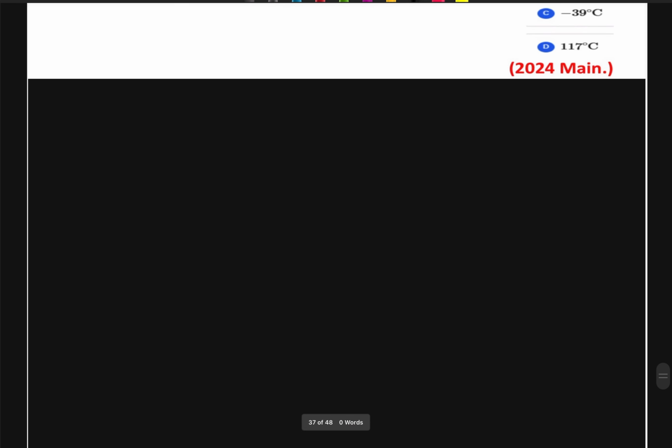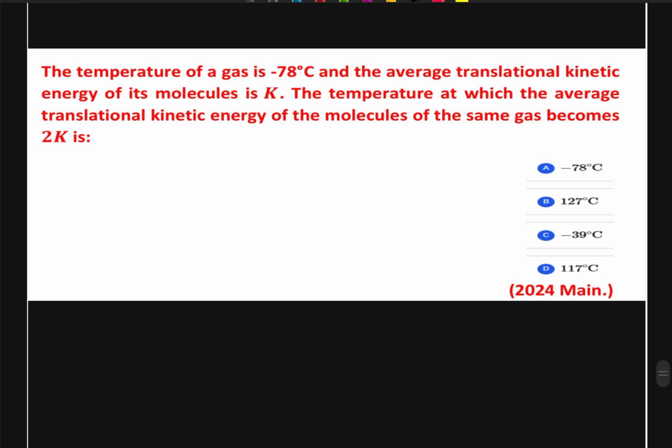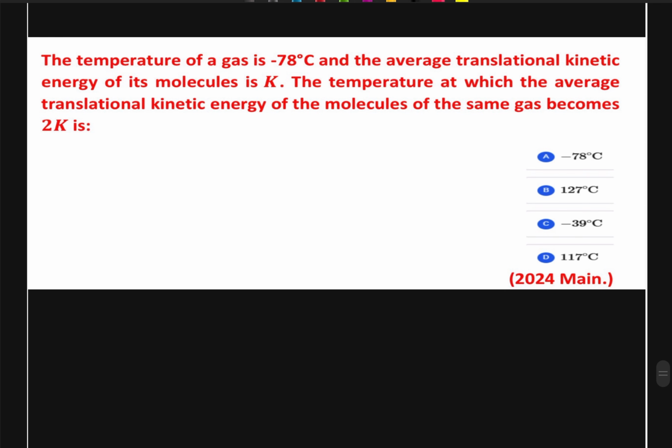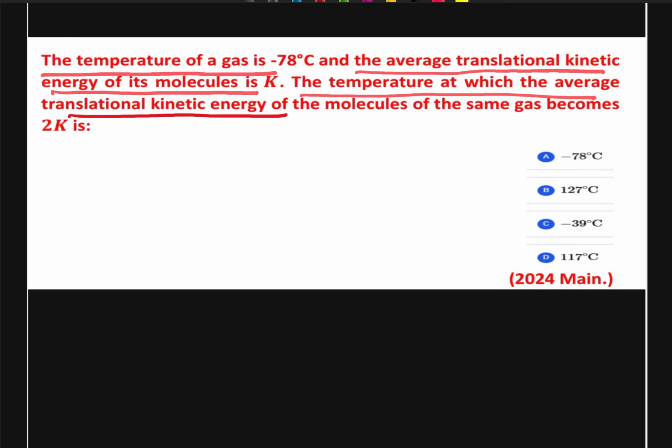Next question. It states that the temperature of a gas is minus 78 degrees centigrade and the average translational kinetic energy of the molecule is K. The temperature at which the average translational kinetic energy of the molecules of the same gas becomes 2K. Okay, so the translational kinetic energy doubles, so we have to find out the temperature.